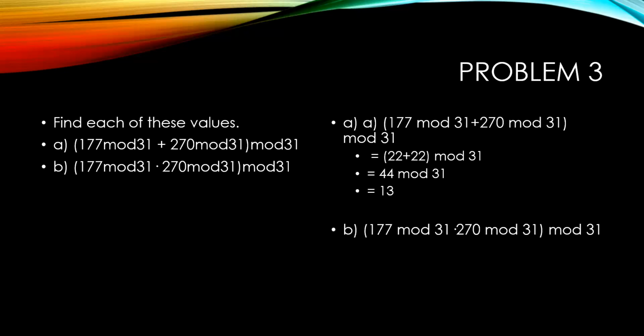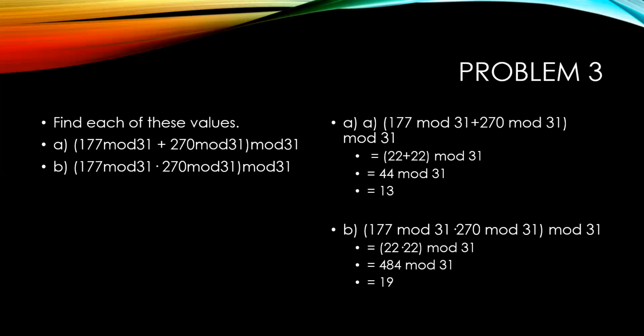For letter B, same as with letter A, evaluate first 177 mod 31, 270 mod 31, then multiply, and then apply mod 31 to the product. The result is 19. So that's how we evaluate this type of problem.